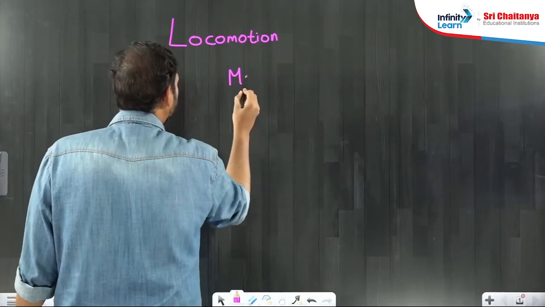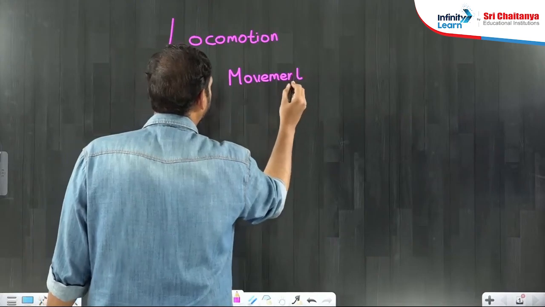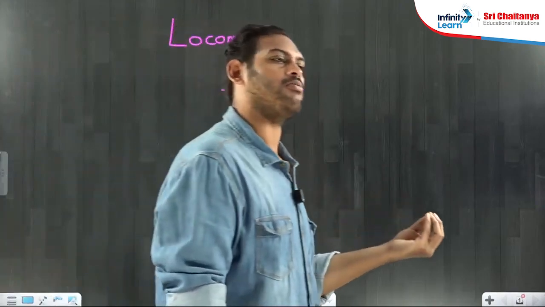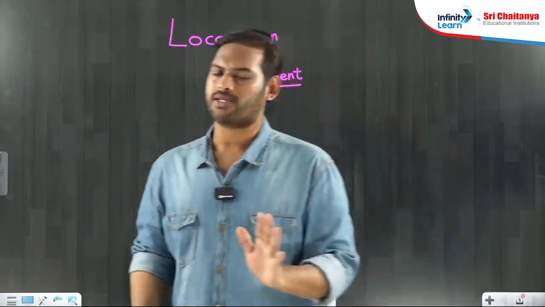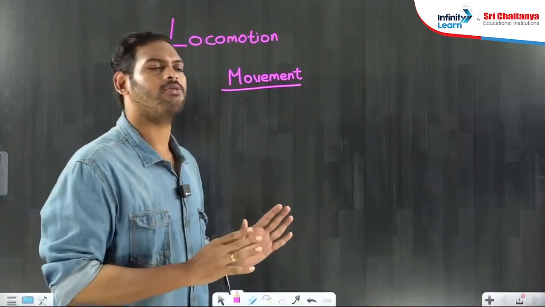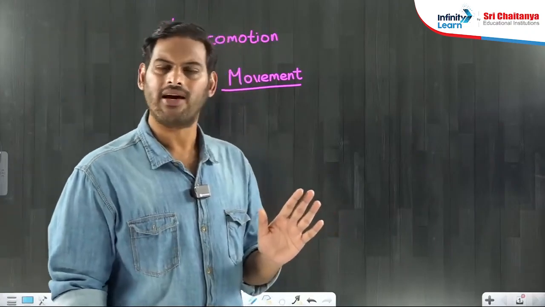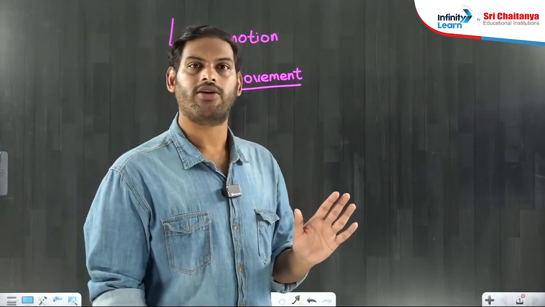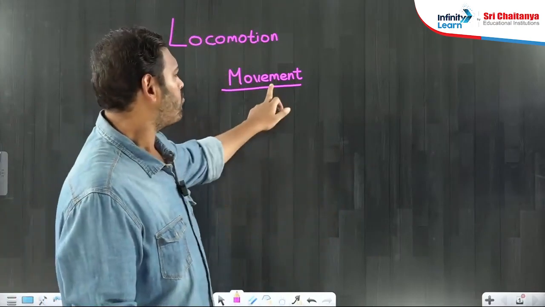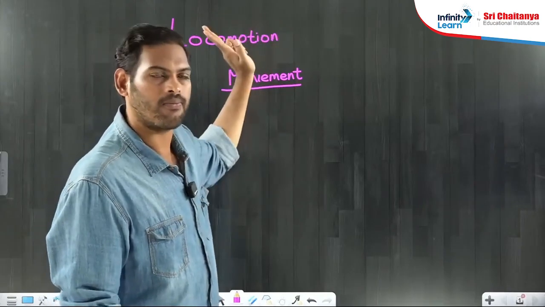And compare it with movement. Define locomotion, define movement. First, simple things, movement. So in physics, you might have learnt about scalar and vector. Anything with magnitude is scalar, anything with magnitude and direction is vector, right? Similarly, I can compare movement like a scalar, locomotion like a vector.